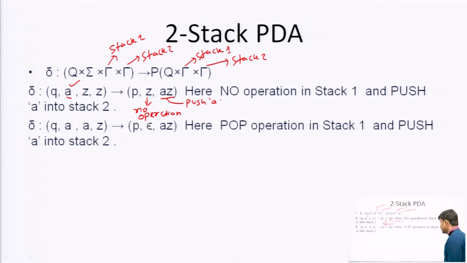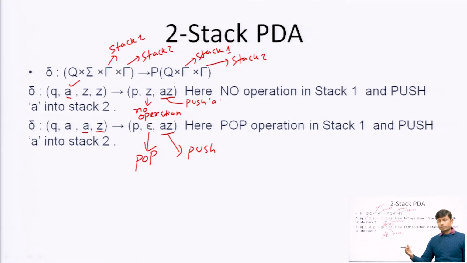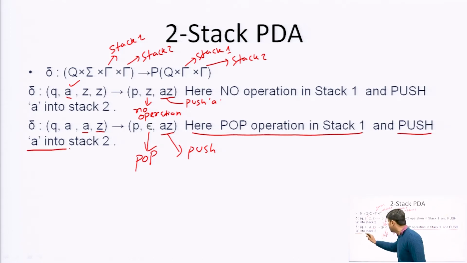I have taken an example here, you check it: this is Q, A, and here the stack top of stack 1 has A, and stack 2 has Z. After this, when it goes to P, in stack 1 you have to pop, and in stack 2 you have to push A. So you read input A, and stack 1 top is A, then we pop A from stack 1, a pop operation in stack 1, and a push operation, pushing A into stack 2.